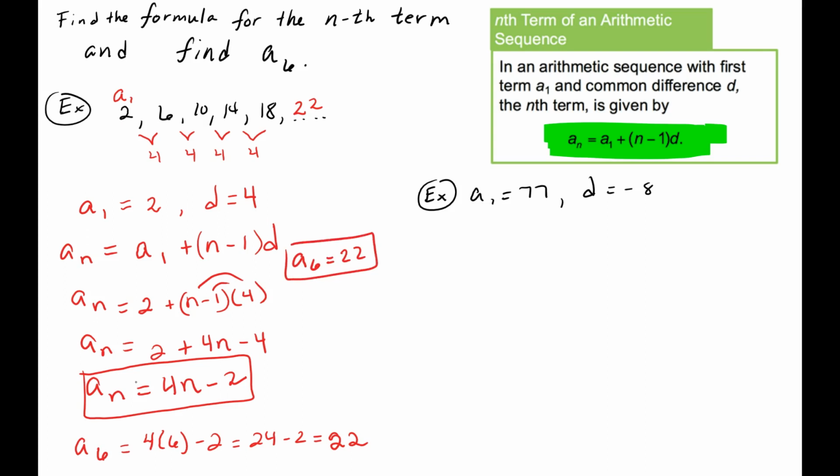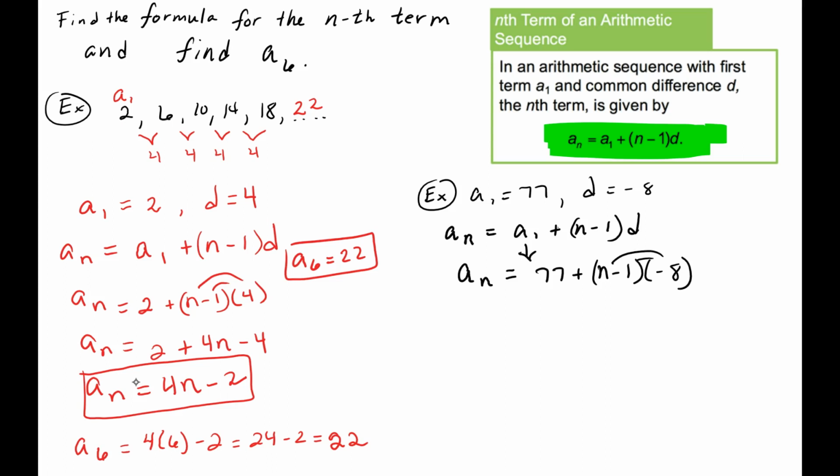Now the next one, we've already been given a1 and we've already been given d, so generating the formula is very simple. We're going to say a sub n equals a sub 1 plus n minus 1 times d again, and we're going to plug in what we know. We're going to keep the n's the same though. This becomes 77 plus n minus 1 times negative 8. Not terribly difficult.